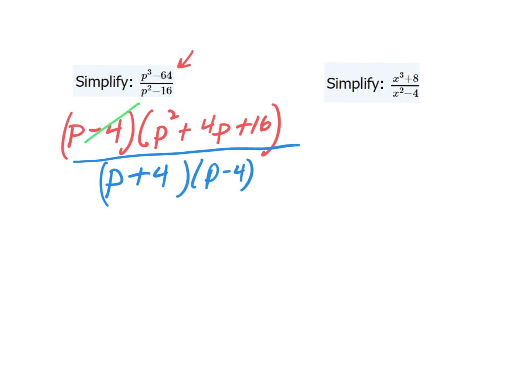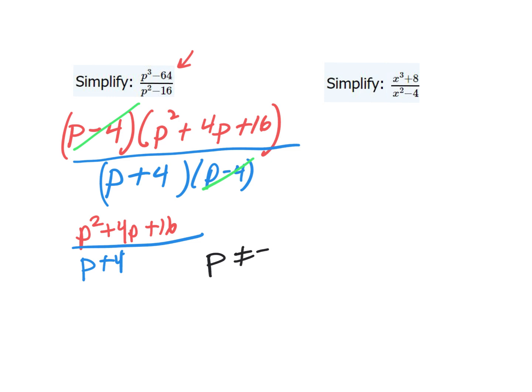And we're going to see that we can cancel out those two factors. And so our final answer in simplified form is going to be p squared plus 4p plus 16, and that is going to be over p plus 4. And then we will have to say that p cannot equal negative 4.